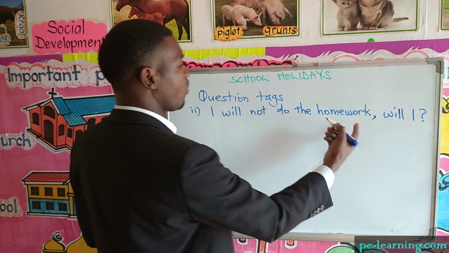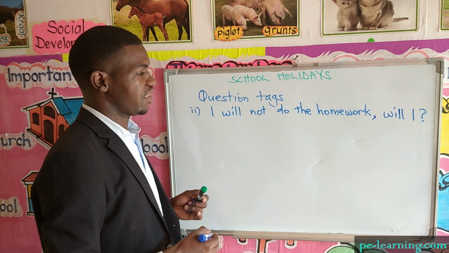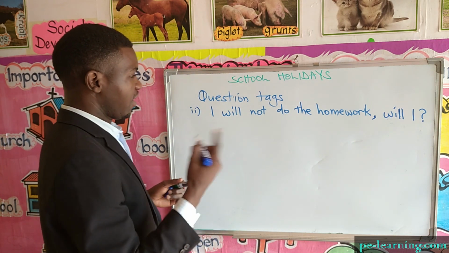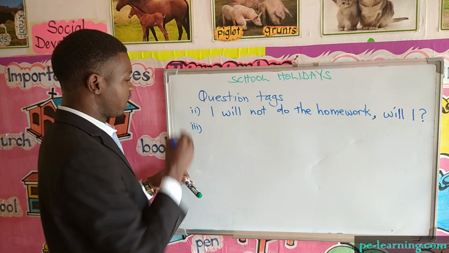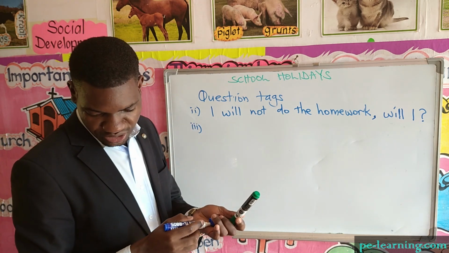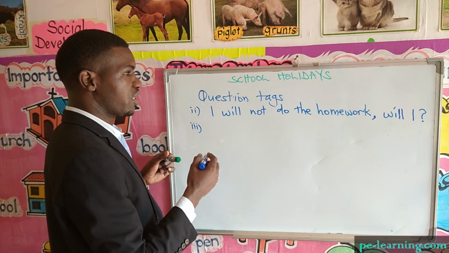I will not do the homework, will I? That is another example that we have. I want to give as many as possible, so we can be on the same page as regards question tags in this form. We may use the word shall.